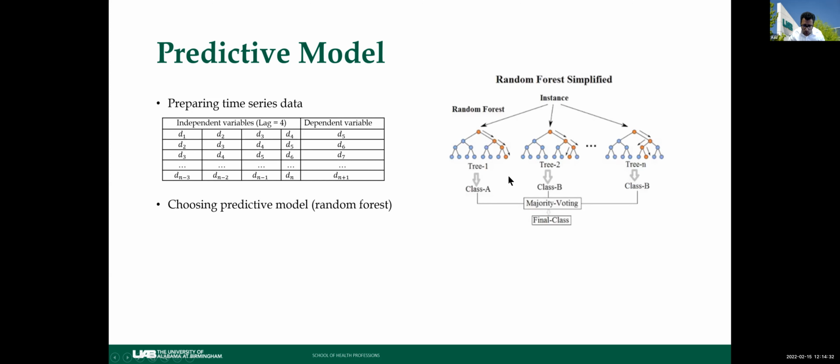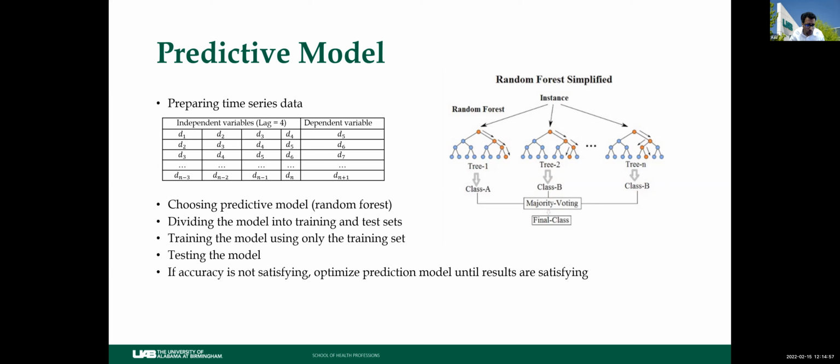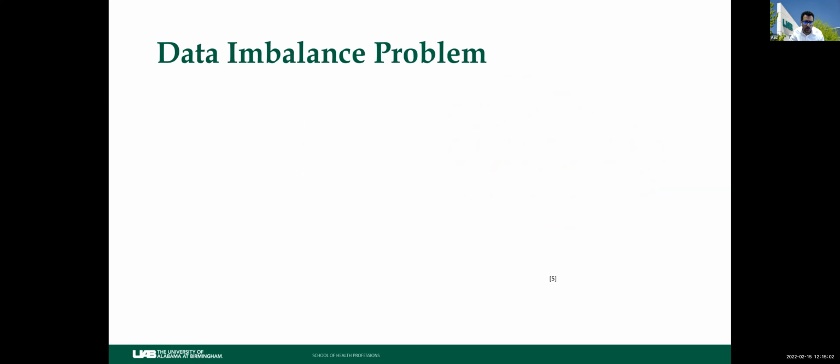And then we use the random forest, where I will not explain the random forest algorithm, but it's a predictive model that can be used for classification and regression. We consider this problem as a classification problem. And then we perform the typical predictive analytics procedure, which is dividing the data into training and testing, doing the training, doing the testing, and testing the accuracy. This is an iterative process until we get a high accuracy model.